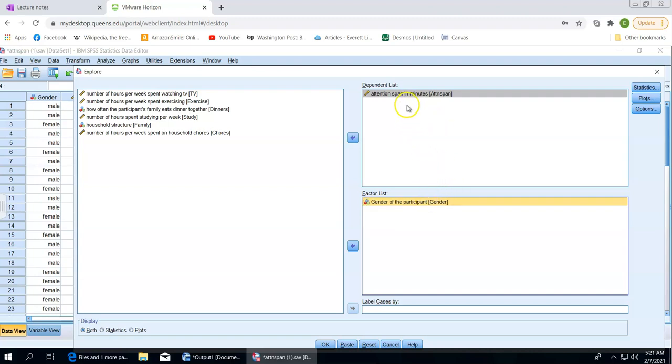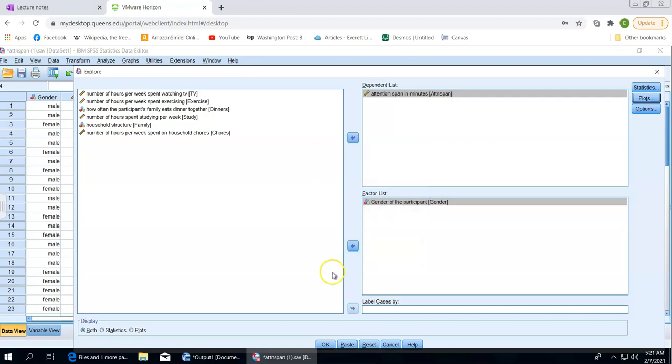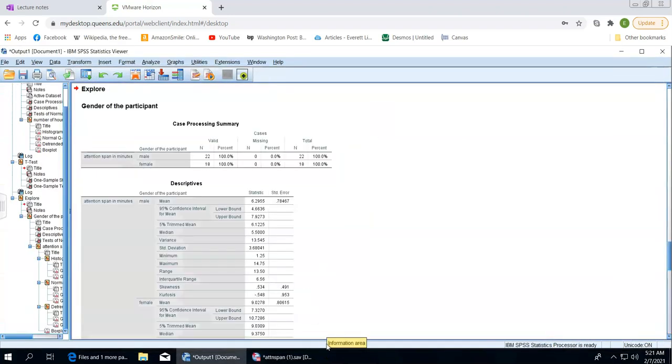But remember, we want the numeric variable in the dependent list, and then our factor list is our categories. And under plots, we want to turn off the stem and leaf, turn on the histogram, and turn on the normality plots with tests. So I'm going to click continue and then click OK. And let's see what we have.